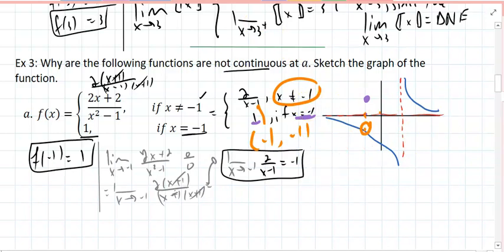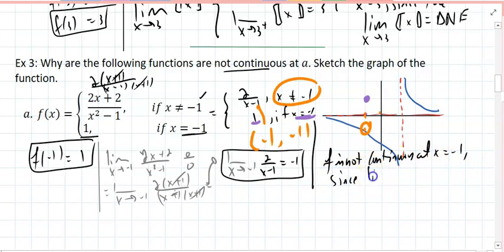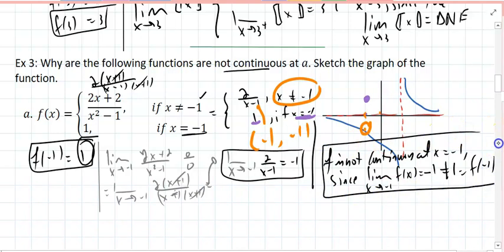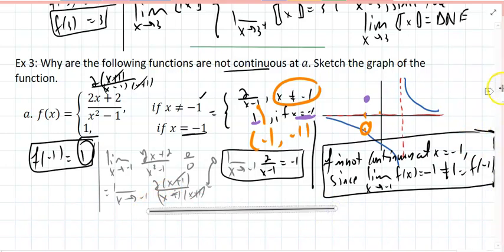So we found f of -1. We found the limit. We say f is not continuous at x equal -1, since the limit as x approaches -1 of f of x equals -1, which doesn't equal 1, which is f of -1. So the only work that we show to support our conclusion is showing the definition applies or it doesn't apply.